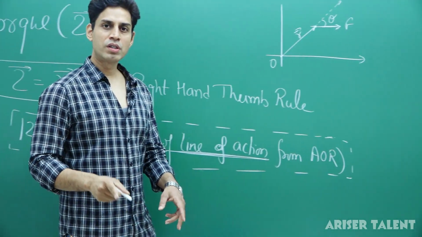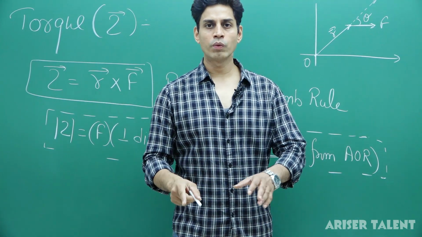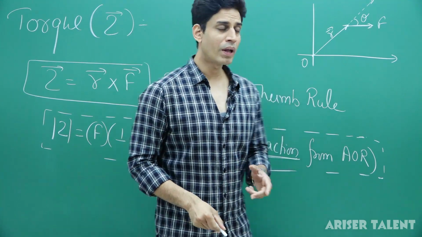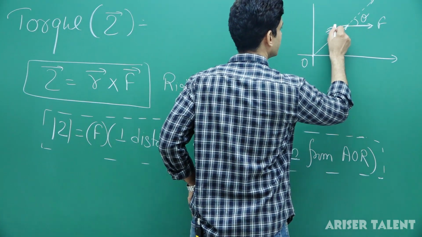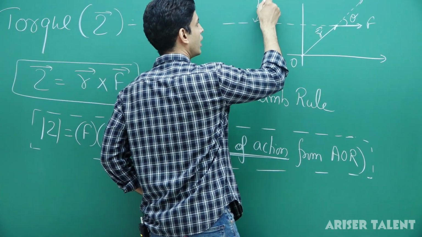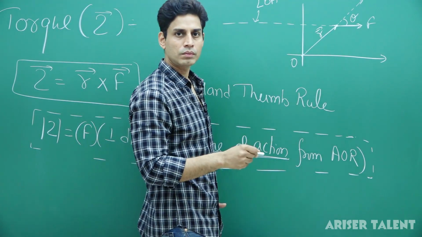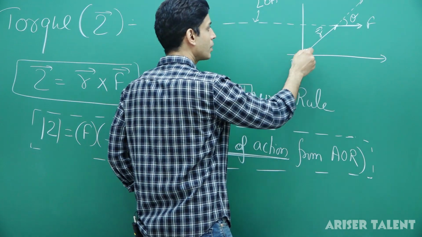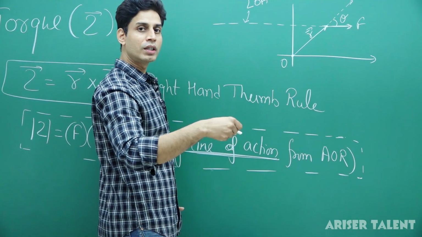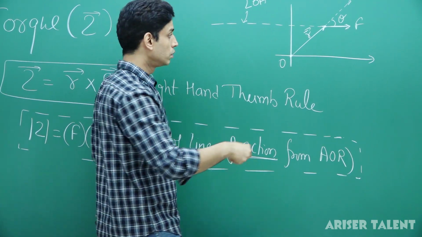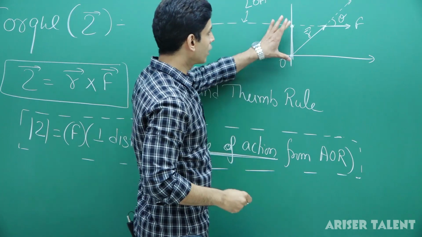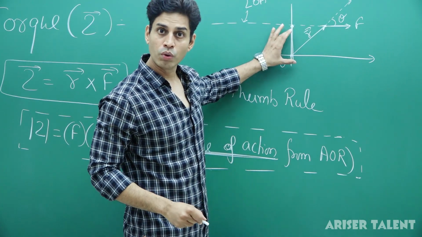What is the line of action? Just extend the line along which you are applying the force. Extend this line. Now this is the line of action. What is the perpendicular distance of the line of action from the axis of rotation? We have to calculate the torque about O. So this is the perpendicular distance of this line of action from O.